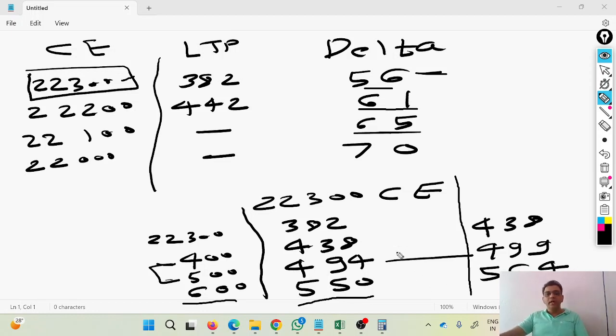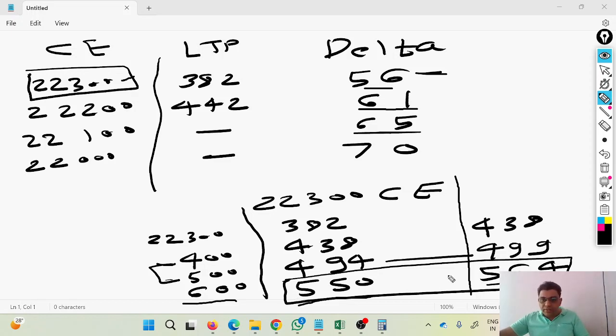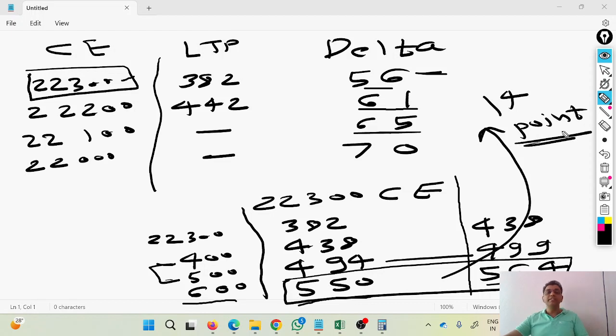So in the earlier calculation, I was thinking that whenever Nifty goes up by 300 points, my option premium will become 550, but rather it has become 564, and the difference is 14 points. This is called the gamma impact. This is called the gamma effect.